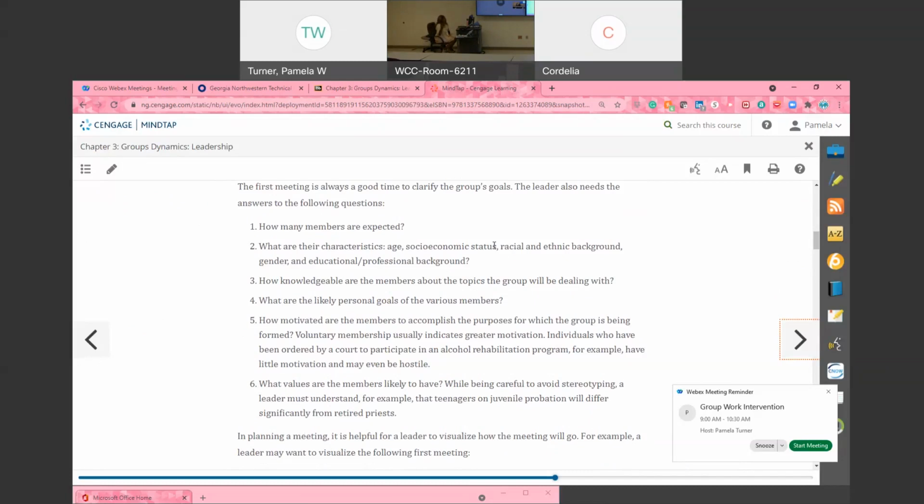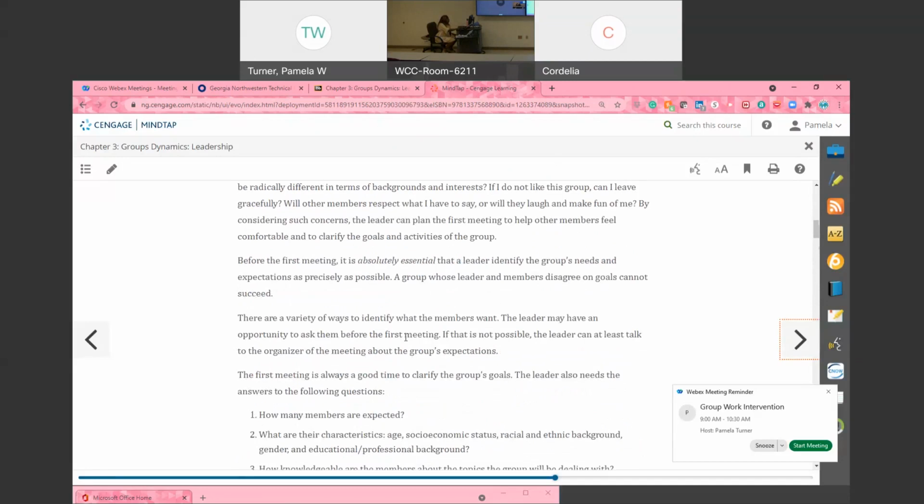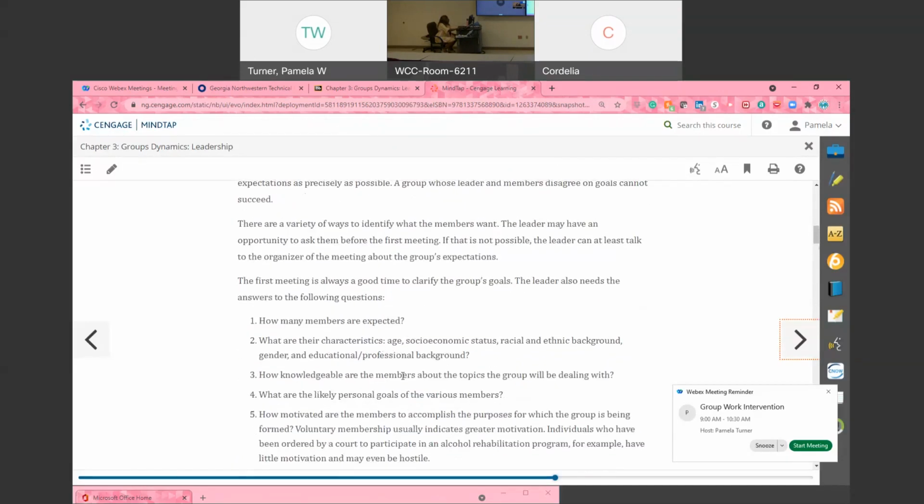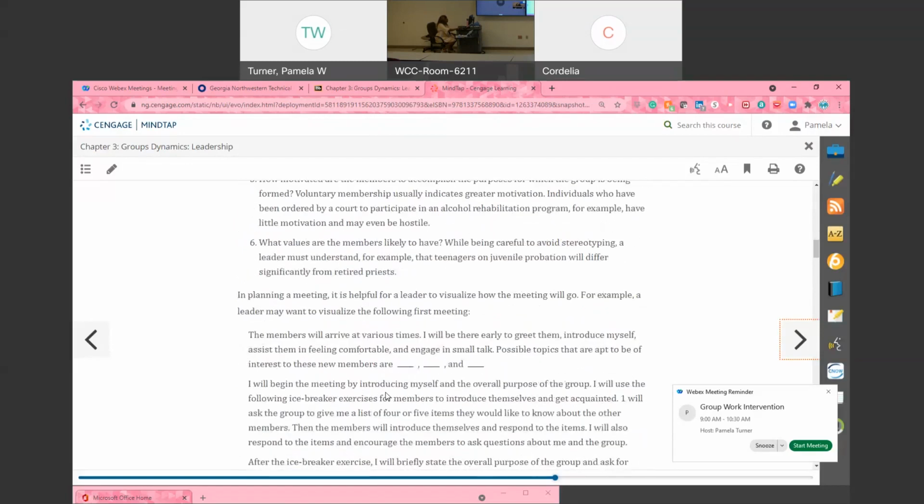If you finish reading the literature, or if you're studying for your test, you know that Cohen and probably the other guy, pre-affiliation, right? That Boston model. They believed in getting people together, screening prior to the group. However, in the real world, that is not always an option. You kind of get what you get. What are the likely personal goals for the members? How members are motivated, and what values members are likely to have. Okay, so those are the things that I would like to get to know before we actually start the group.